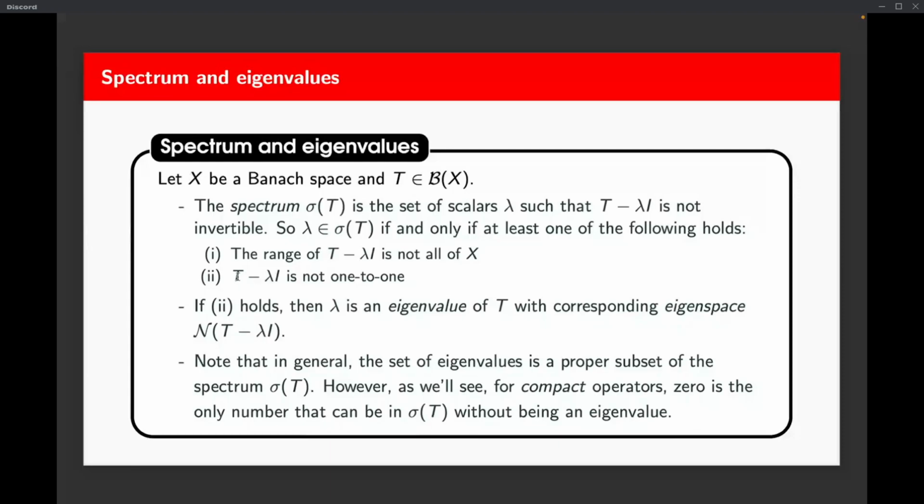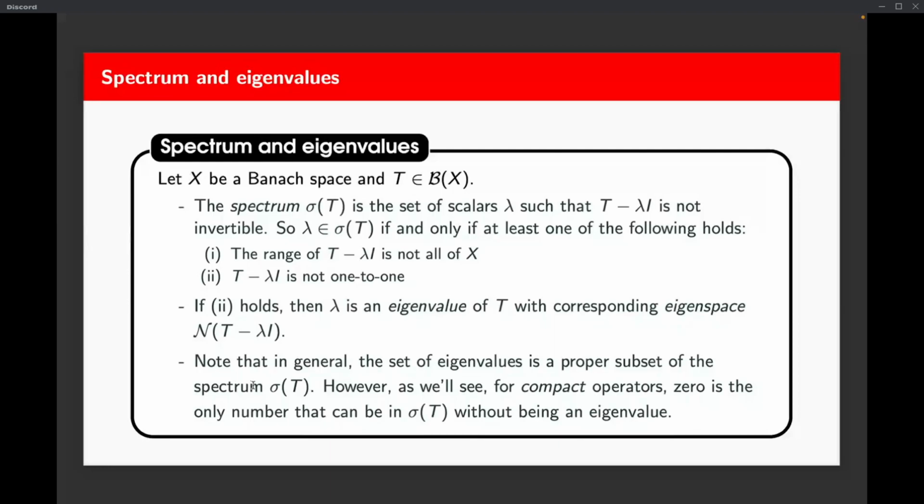And that's because, well, if T minus lambda I is not 1 to 1, then there's some non-zero x such that Tx equals lambda x, and that corresponds to the usual definition of an eigenvalue-eigenvector pair. So the eigenvalues are just the ones where 2 holds. And then the corresponding eigenspace is the null space of T minus lambda I, which is the set of all eigenvectors associated with lambda along with the 0 vector, which never gets to be an eigenvector in linear algebra. And in general, and we'll see an example of this, the set of eigenvalues is a proper subset of the spectrum.